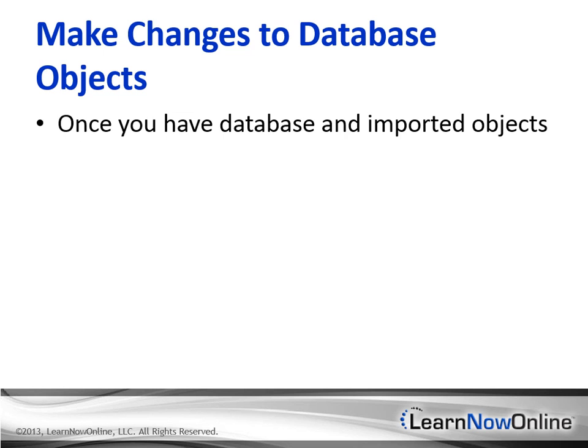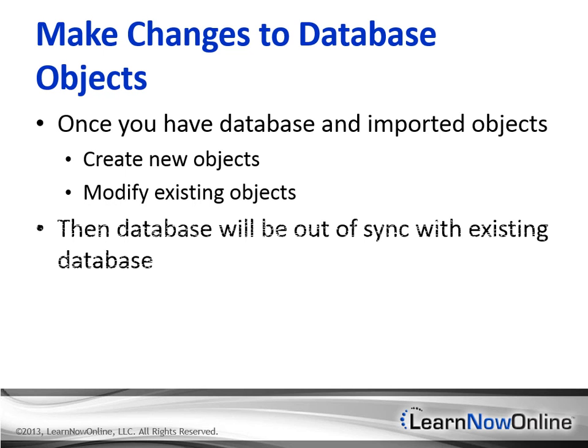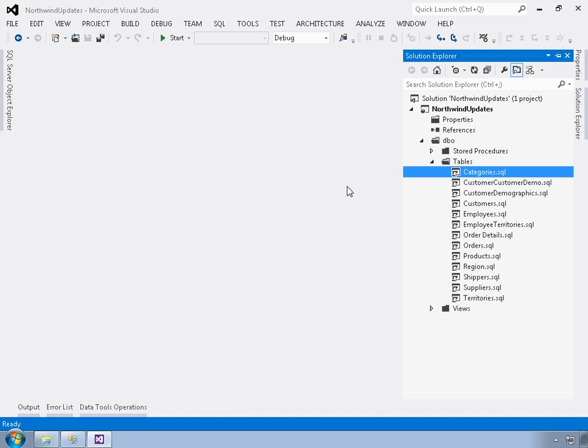Once you have a database project and imported objects, you can start creating new objects and modifying existing database objects. Once you make any of these kinds of changes, the database will be out of sync with the original Northwind database. But Data Tools has the tools you need in order to explore the changes and apply updates to that database. The scenario here is that I want to make a simple change to an existing object in the Northwind project. Specifically, I want to change a property of a column within the categories table.